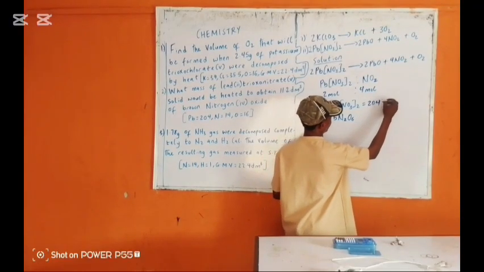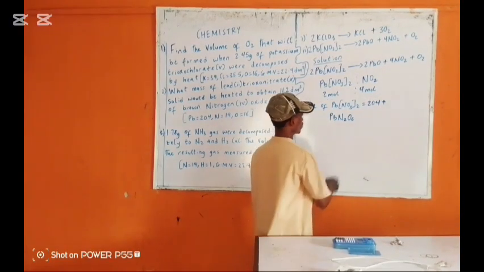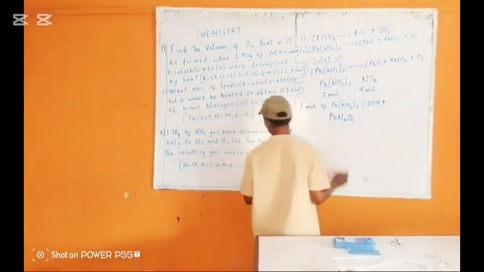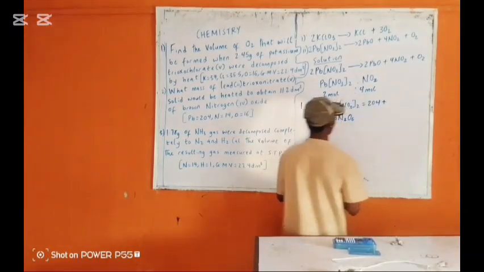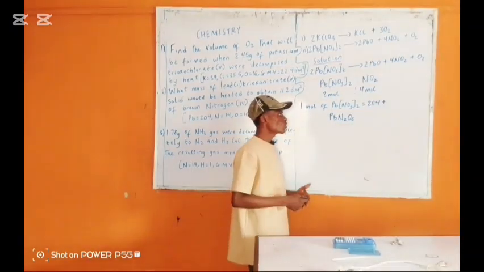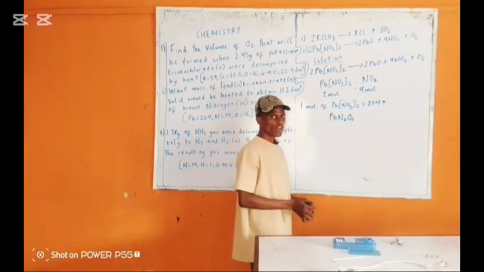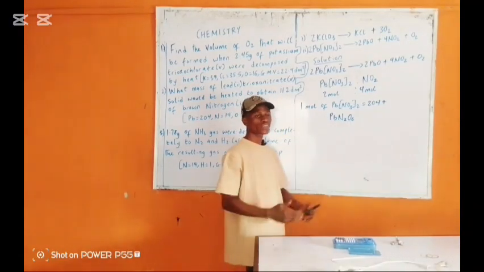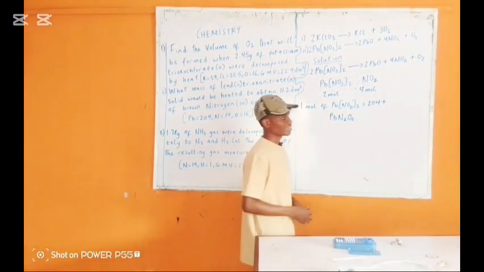204 plus, what is nitrogen? It is 14. But how many nitrogen do we have there? We have 2. That will be 14 times 2, which gives us 28.